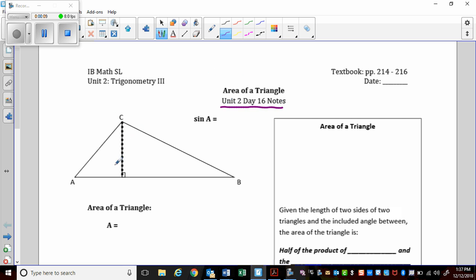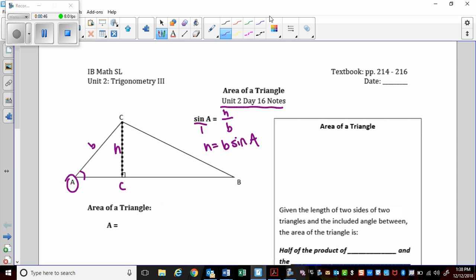So it says sine of A. Remember, if we have this altitude drawn, the height, my opposite side, we're going to say is H. And if A is my reference angle, then sine of A is H over my hypotenuse, which is little b. And H is b sine of A, if we cross multiply and solve for H.